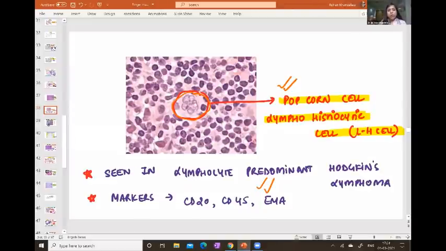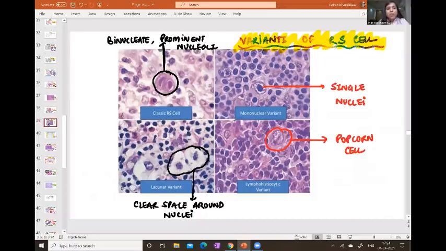So in short, if I concise for all of you, what are the various types of Reed-Sternberg cells? This is a classical RS cell, binucleate prominent nuclei. There's another variant which we see, which is called a mononuclear variant. Why is it called mononuclear? Because it has a single nucleus. This with the clear space is the lacunar variant, and this popcorn shaped is the popcorn cell or the L&H cell, right?